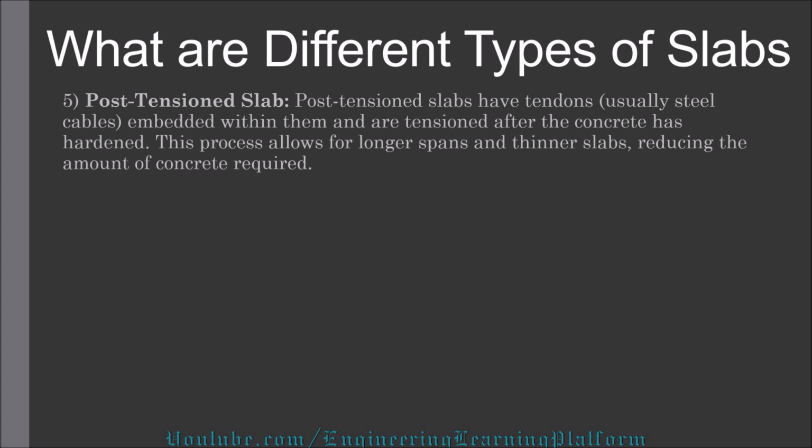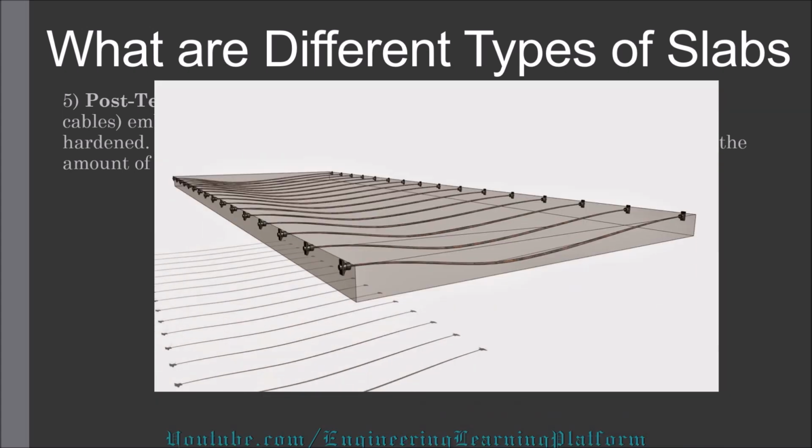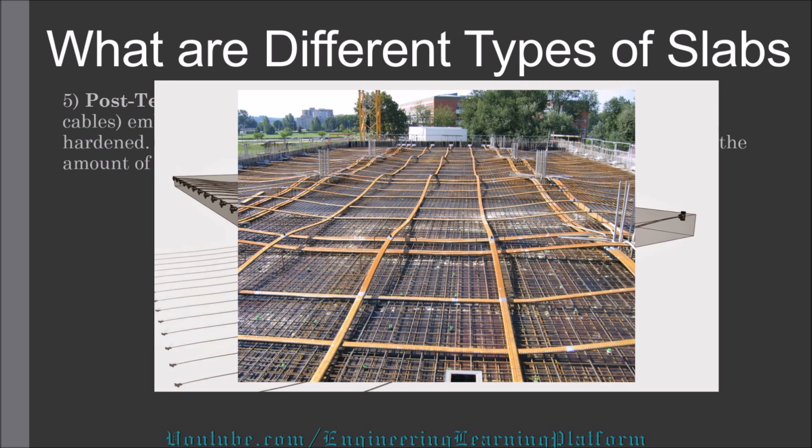Post-tension slabs have tendons, usually steel cables, embedded within them and are tensioned after the concrete has hardened. This is to reduce the excessive deformation due to large span of the slab. So pre-stressing is done to control deflection of the slab primarily. This process allows for longer span and thinner slabs, reducing the amount of concrete required. This is a pre-stressed tendon embedded in concrete and the force will be applied in order to provide camber in concrete and reduce the amount of deflection. This is a typical reinforcement layout for a pre-stressed slab before the concrete is placed.